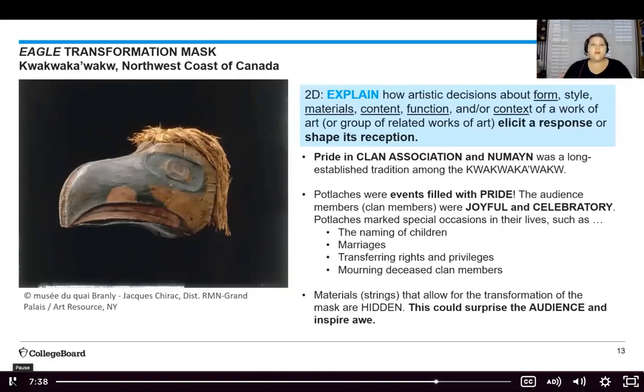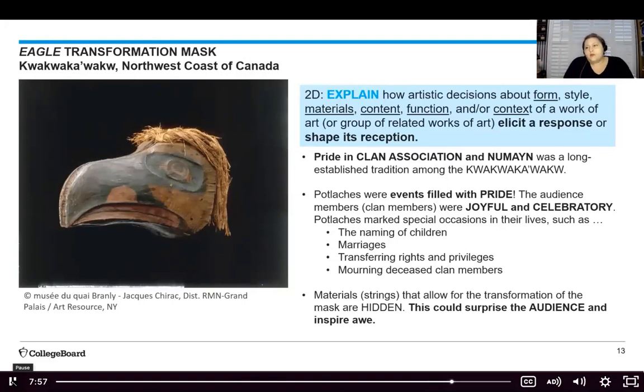And then based on the way that the mask would be opened and revealed, it would happen in the darkness, in a big house in the middle of the community, and the strings would be hidden. So the way that the transformation mask transforms and opens could come as a surprise to a lot of the members of the audience.